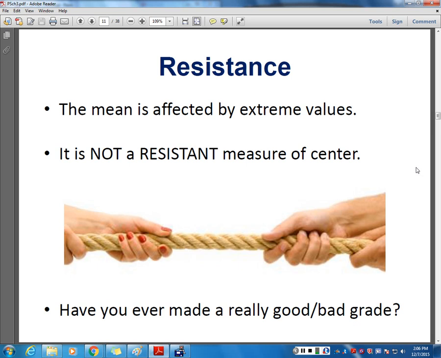We refer to it as not a resistant measure of center. Something resistant would stand its ground, and even given extreme values, wouldn't move from one area to another. It stays pretty much where it's supposed to be. The mean doesn't do that. It is not resistant.